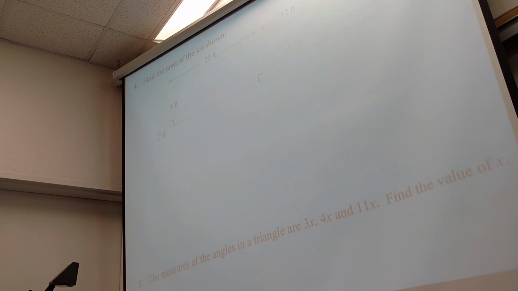How many shapes are there? 3. There's a little triangle. There's a big triangle, and there's a rectangle in the middle, right? So it's like 3 area problems. So to get the whole area, you just add those areas together. Good. So I'll call this A1, A2, A3.